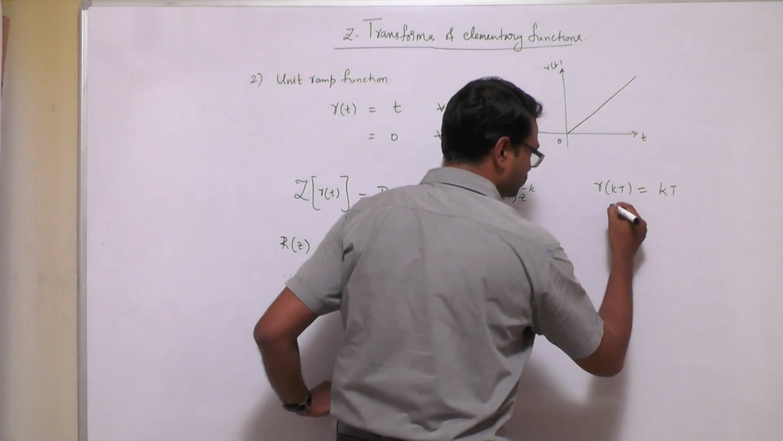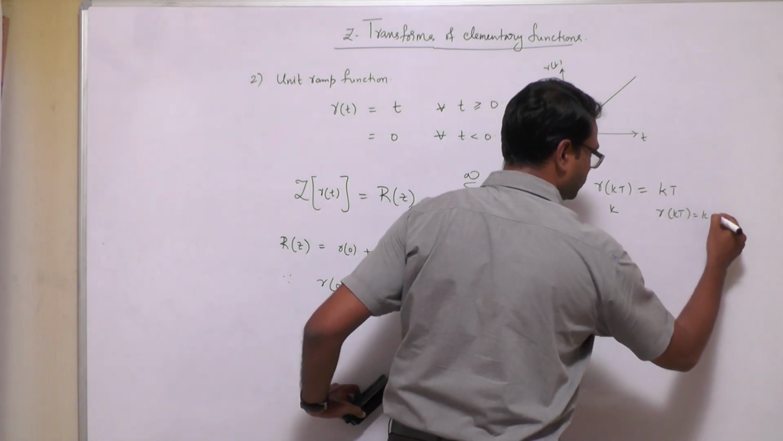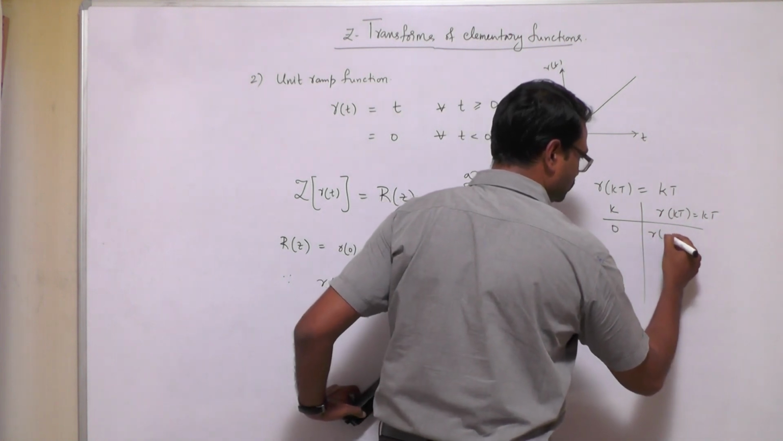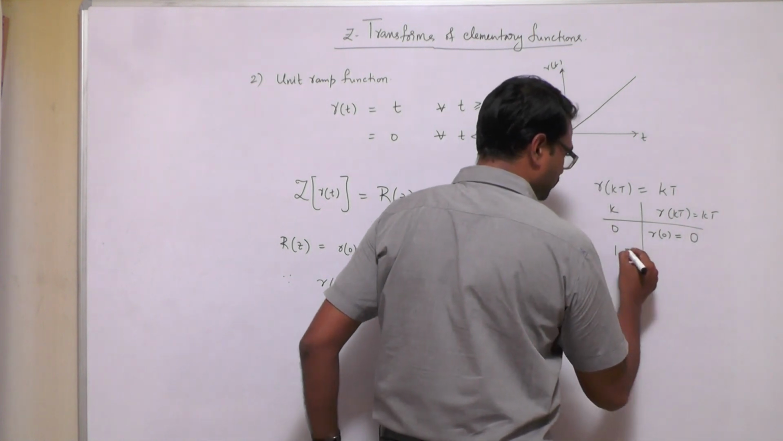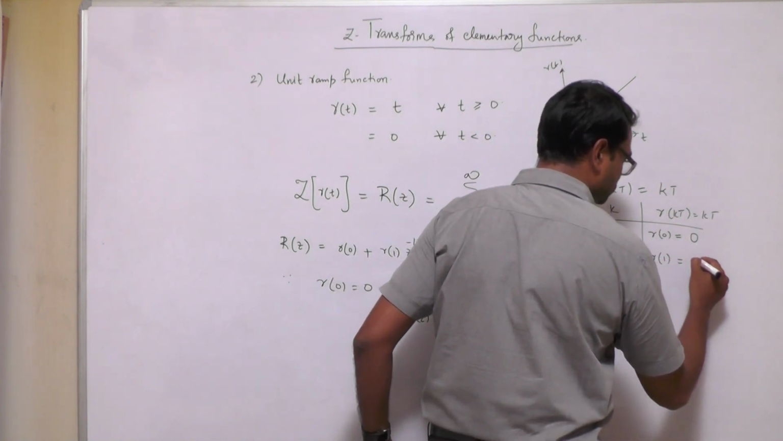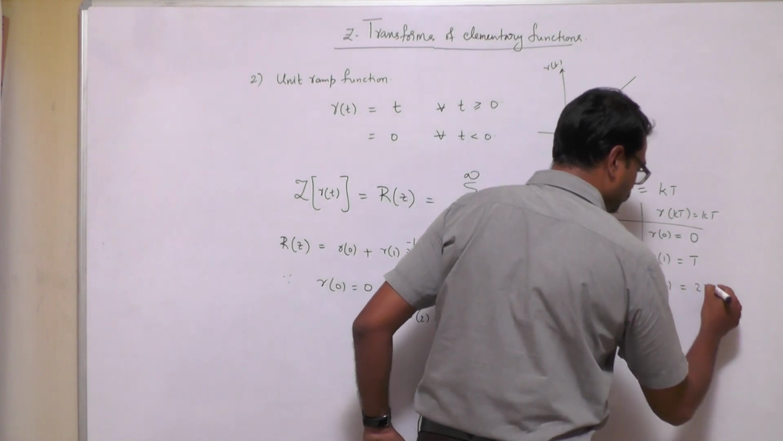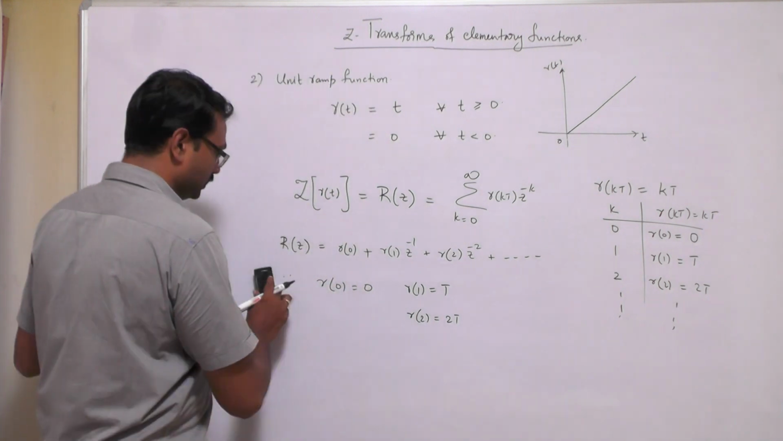For k equal to 0 and r of kt equal to kt, I can have a table here. For k equal to 0, r of 0 is 0; for k equal to 1, r of 1 is t; r of 2 is 2t, and so on.